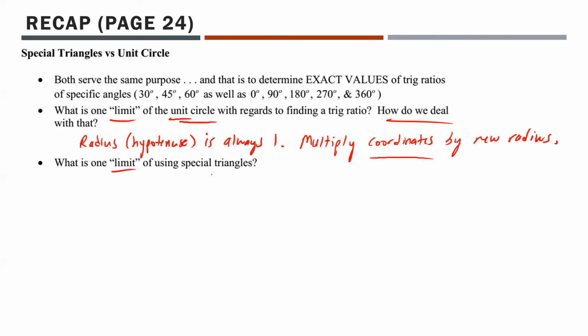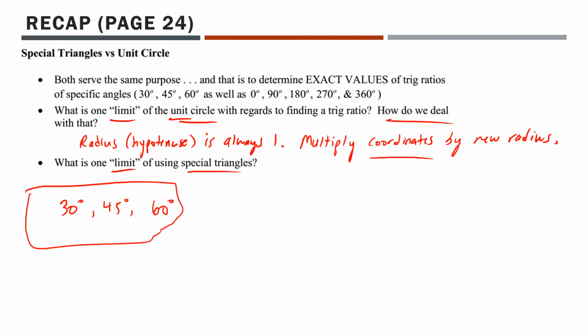Next one, what is one limit of using special triangles? I'm not sure really what they're asking there, but I would say the limit is really it only works for 30 degrees, 45 degrees, and 60-degree angles, right? We don't have special triangles which would produce exact answers for other angles, at least not handy. I'm sure there are some relationships that exist. We could probably find them ourselves, but for the purpose of this course, we can only use those kinds of angles, right? And remember, those are your reference angles. So in other words, coming off of your x-axis one way or another.